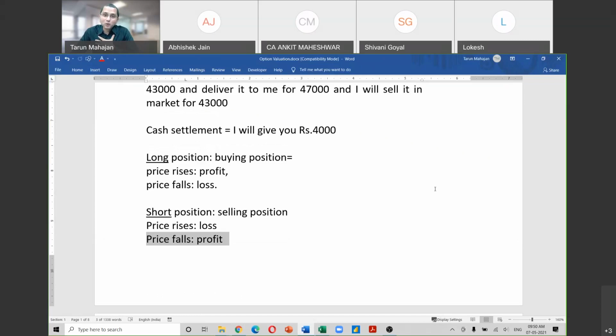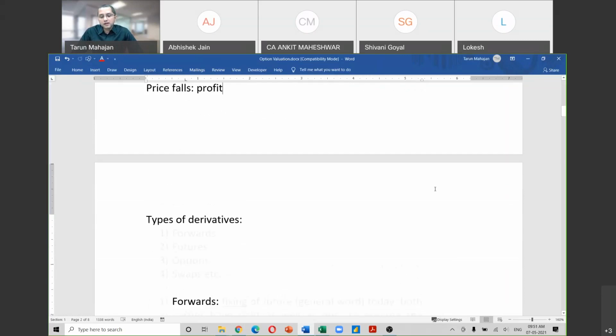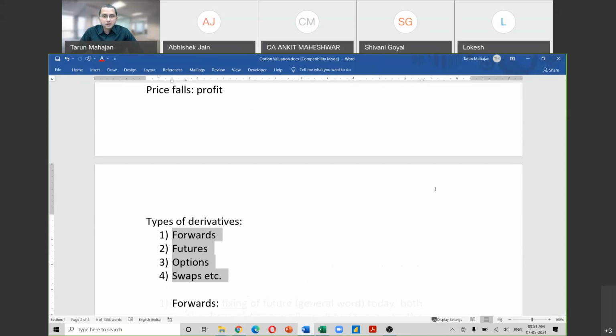If price rises, you have the duty to sell at the contracted price. Even if price falls, you have the right to sell. Both parties have right as well as duty. So this was a quick example of derivative. But if I talk about derivatives, I told you that there are 4 types of derivative contracts: forwards, futures, options, and swap. The last example we took, where 2 of us dealt with each other, was the example of a forward contract.